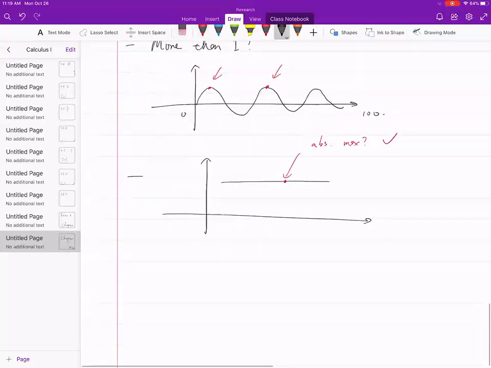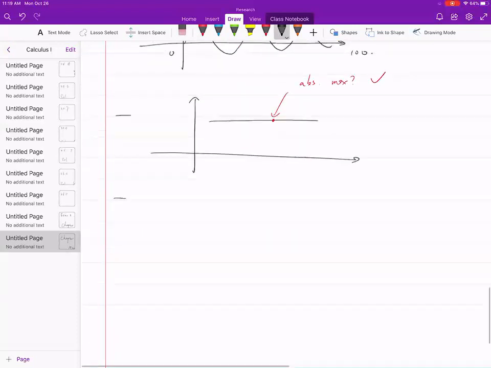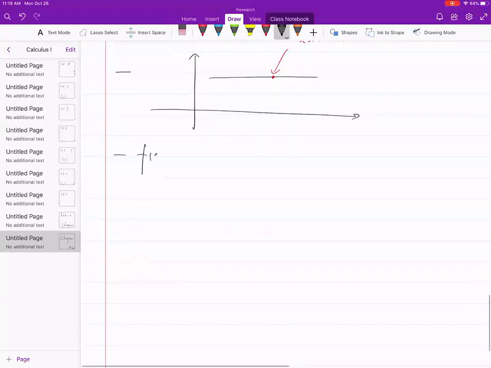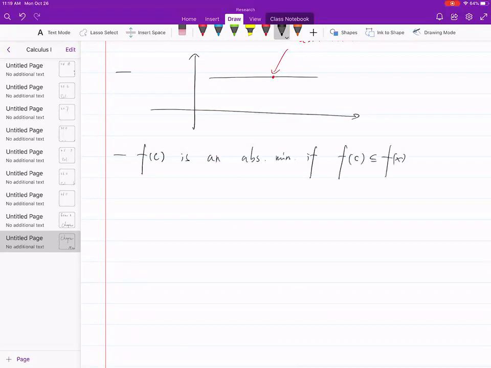Okay, then number two, we just need to have the same definition for absolute minimum if it is less or equal than for all x in D.